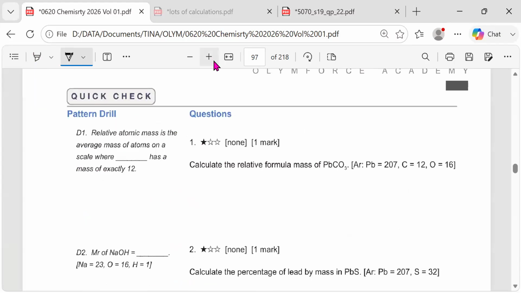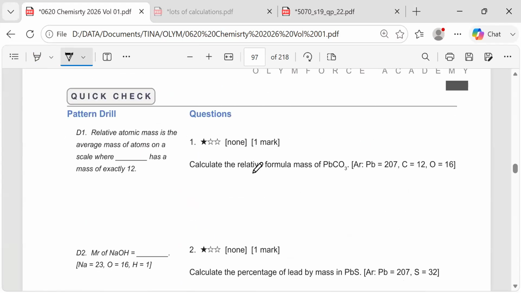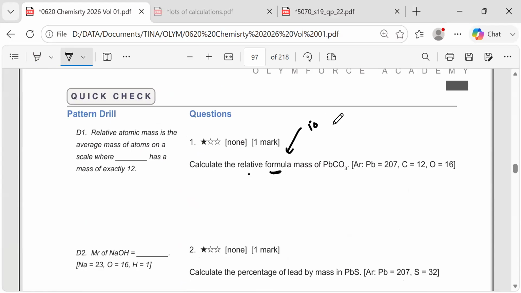So for example, you look at page 100, the next page, okay? Calculate the relative formula mass. If it's an ionic compound, we call it relative formula mass. If it's a covalent, we call it relative molecular mass. Because ionic exists as compound, a giant lattice, but a covalent exists as a molecule.